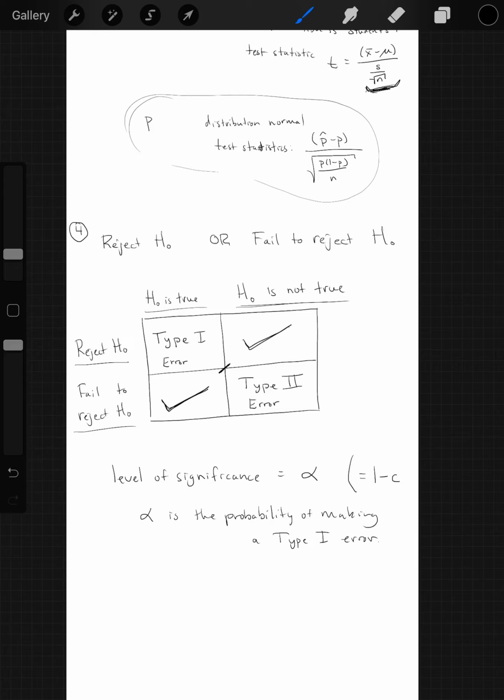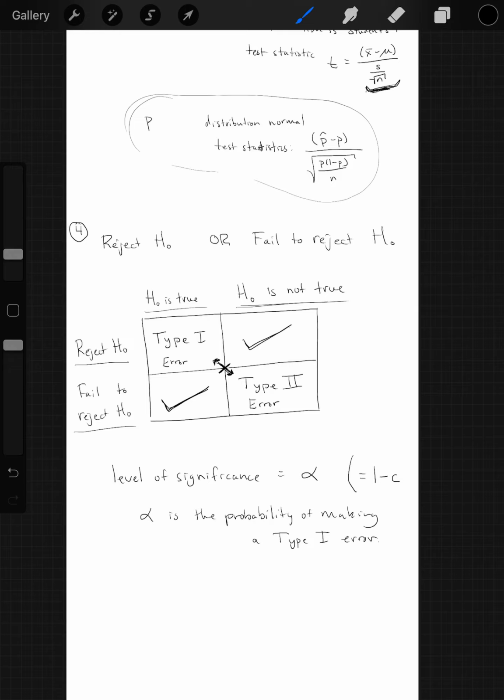If you see an alpha of 0.1, that means you have a 10% chance of rejecting H naught even though H naught was true. Right? So when we choose this level of significance, we are in a sense deciding how okay we are with making a type 1 error. Right? And it just so happens that if you decrease the likelihood of a type 1 error, you increase the likelihood of a type 2 error.